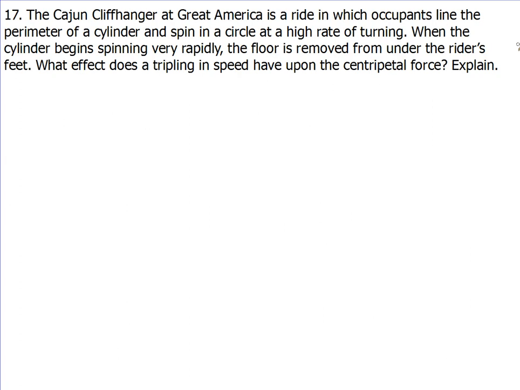Now, the Cajun Cliffhanger at Great America is a ride in which occupants line the perimeter of a cylinder and spin in a circle at a high rate of turning. I can't believe they really pay for this, but they do. When the cylinder begins spinning very rapidly, the floor is removed from under the rider's feet. Why do they do this? I don't know. I say stay away from it.